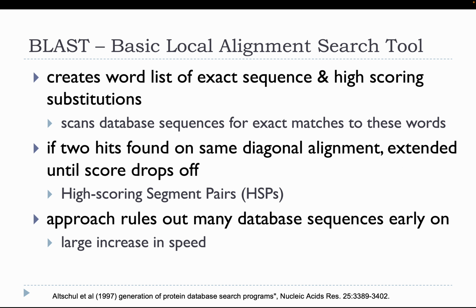I'm not going to go into lots of details about algorithms, but what happens here is they make a word list of exact sequence matches and high scoring substitutions, and they search through the database sequences for things that match. And then if they find two hits that are on the same diagonal alignment, they extend that until they reach a certain threshold and it drops off. And they create what they call highly scoring segment pairs. This approach is what we might call heuristic. It's not guaranteed to give you the perfect best answer, but it works pretty damn well. And it works much more quickly than any exhaustive search would do. So there's a huge increase in speed.